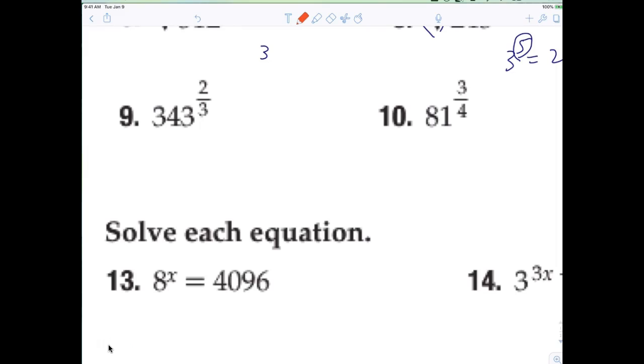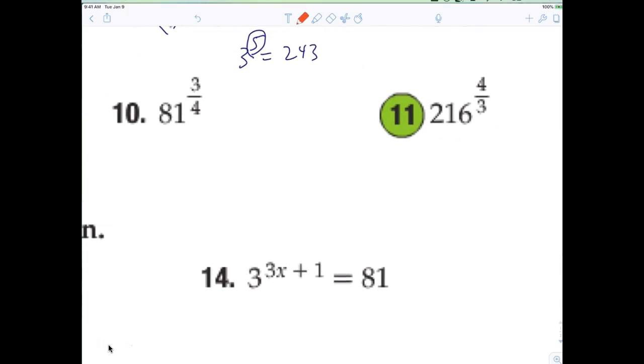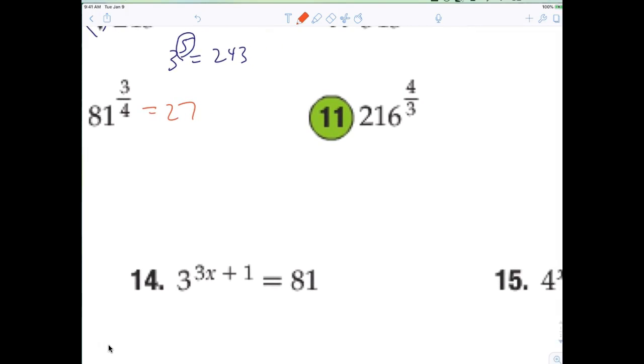Allison, you good? Everybody? All right. Colin, did you get 49 for that? Yeah. All right. Number 10. Let's just keep going. Number 10. That's 27. Is that right, guys? 27? Does everybody agree with me? Simple, right? 27. And then finally number 11.